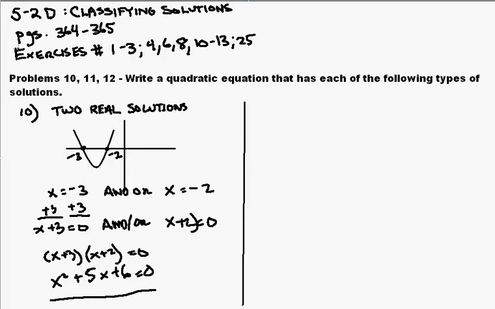So on number 11, they want two complex conjugate solutions.